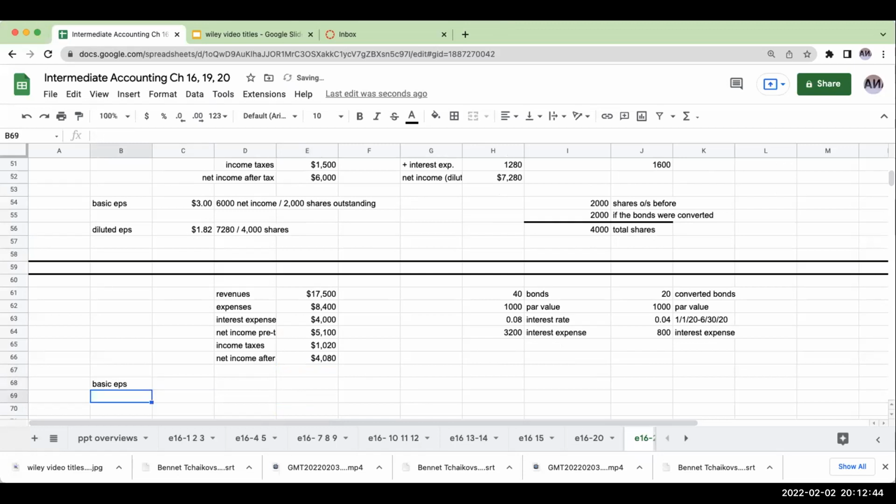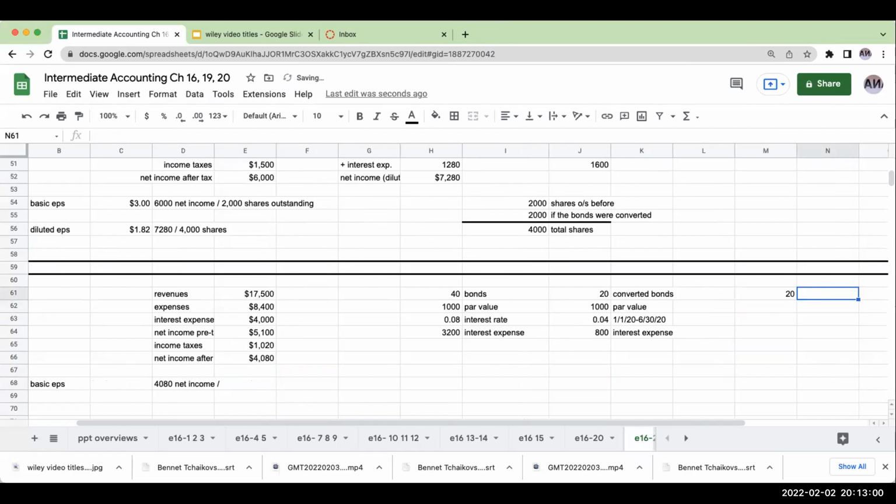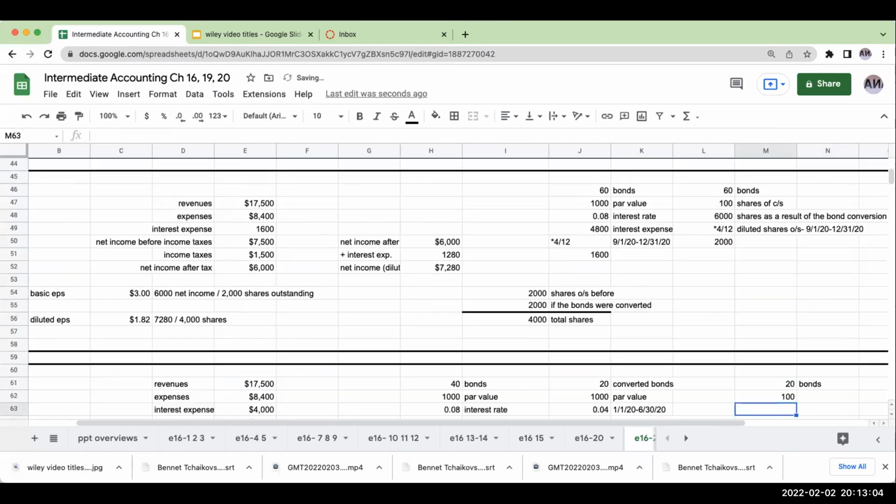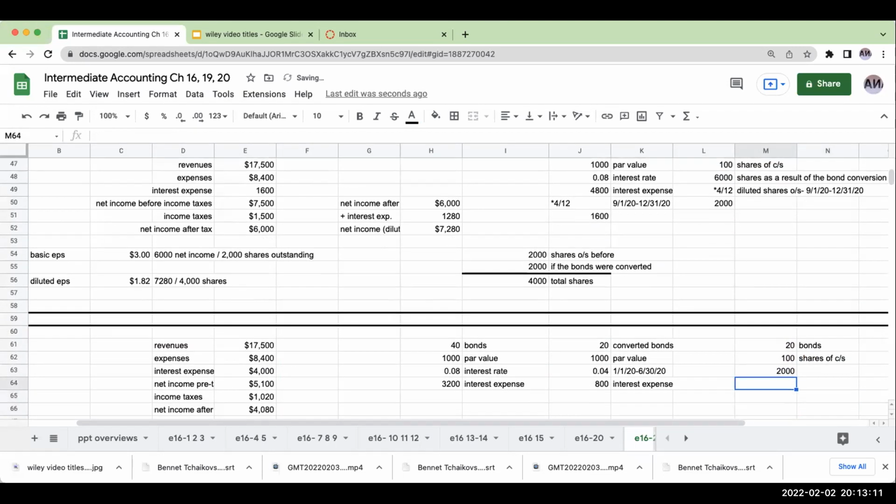So my basic earnings per share for this is going to be, the numerator will be 4,080 net income divided by how many shares outstanding. Well, if we have 20 converted bonds, these were converted into 100 shares of common stock. So when I converted 20 of the bonds, these converted to 2,000 shares.